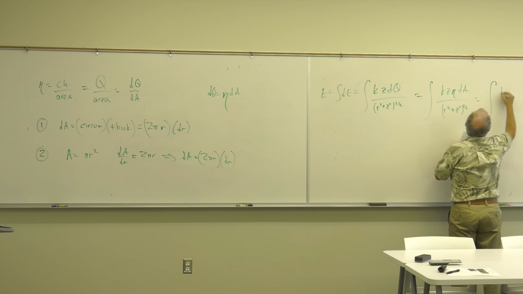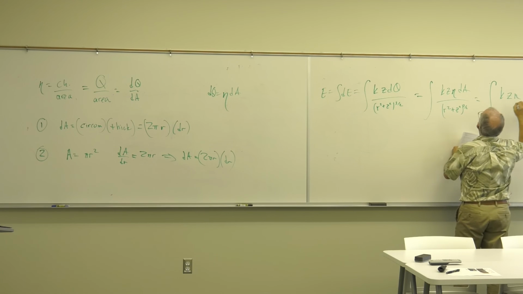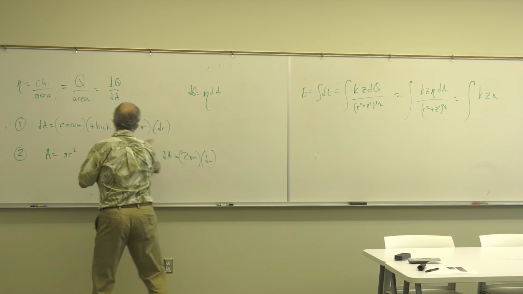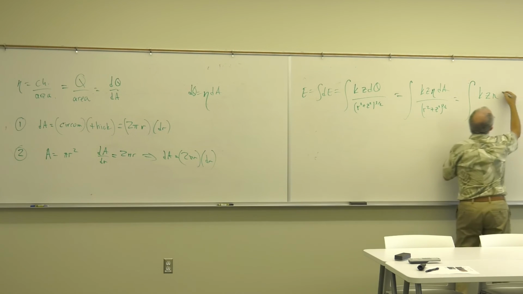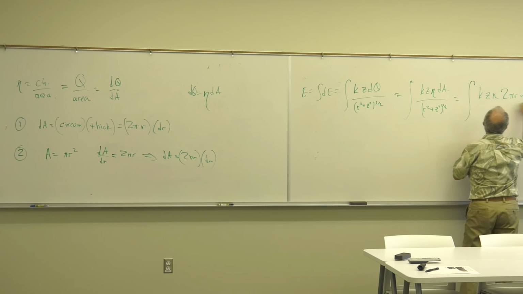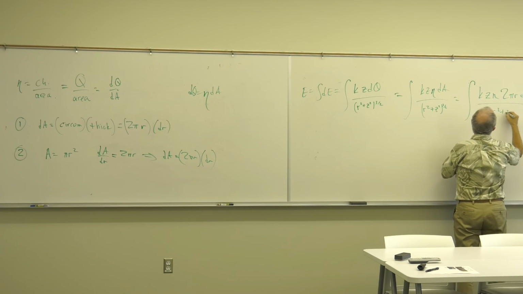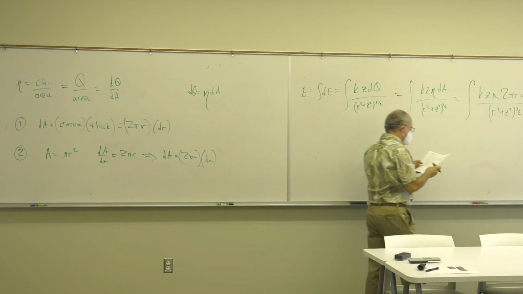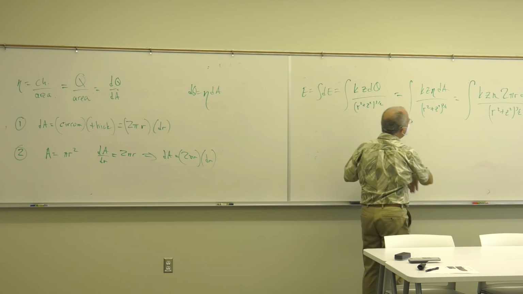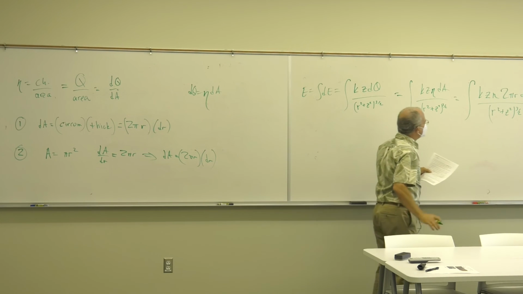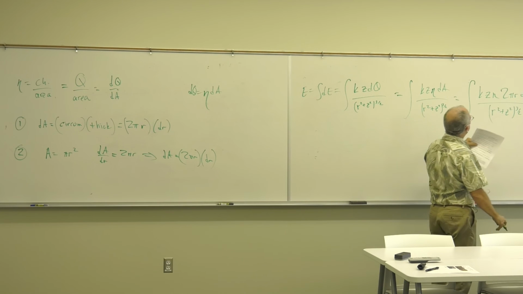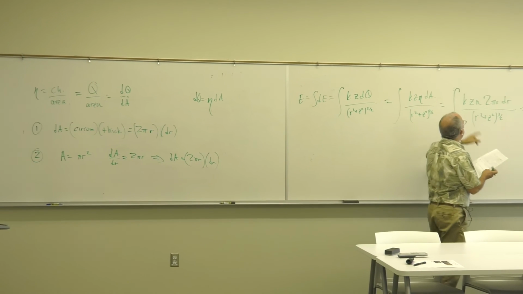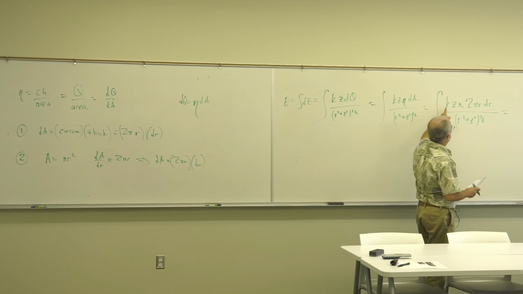Okay, then I have the integral of k z eta. What's dA? This thing, right? 2 pi r dr, over r squared plus z squared to the 3/2 power. Okay, what can I pull out of the integral? What else? Okay, what can't I pull out of the integral on the top here?